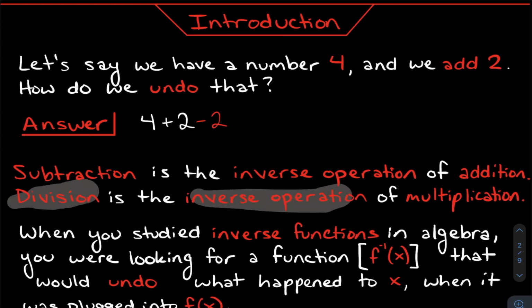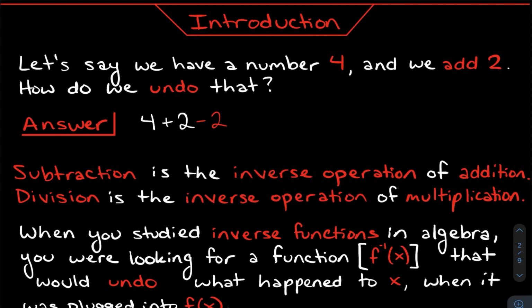Division is also the inverse operation of multiplication. Right? It's an operation, it does something, right? Subtracting 2 is an operation, and it's the inverse. So it does the opposite of what adding 2 would do.